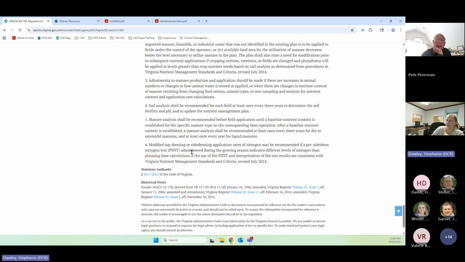And then modified top dressing or side dressing application rates are going to adjust based on the PSNT. So you're never going to recommend more nutrient application than what the crop needs, but depending on how much nitrogen was actually taken up by the crop, you might end up adjusting that split, that side dressing recommendation, to either be less than what you recommended or the max rate of what you recommended. If the nitrogen was particularly available, they might end up having to put on less. And that is 11 right on the dot.